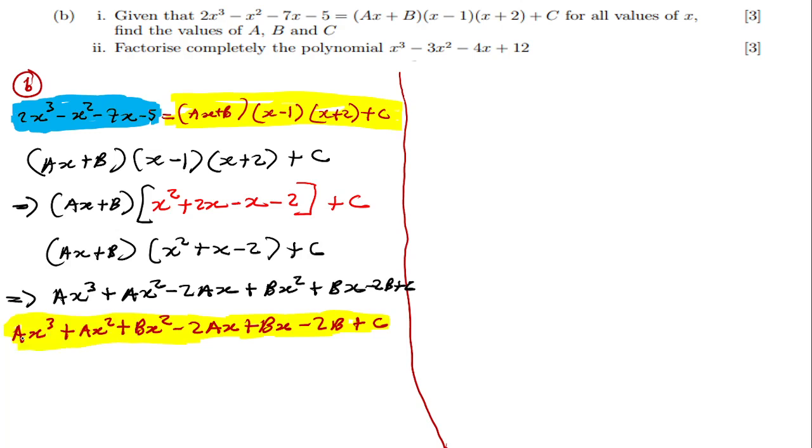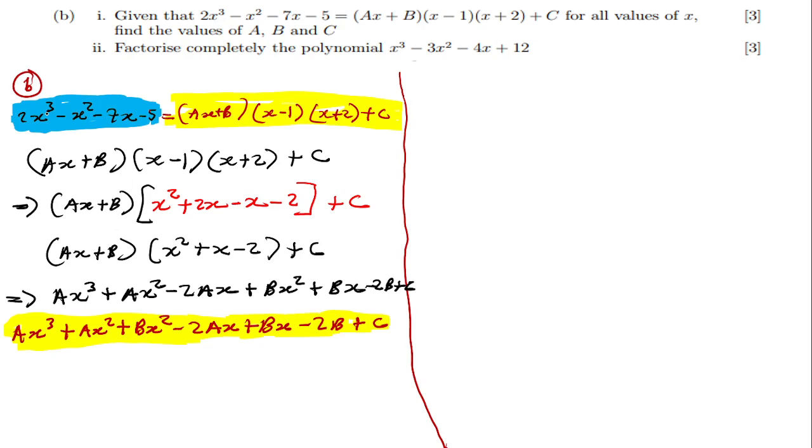I'll equate ax cubed to what is having cubed. So the first one will be ax cubed is equal to 2x cubed. Okay, that's the first one.